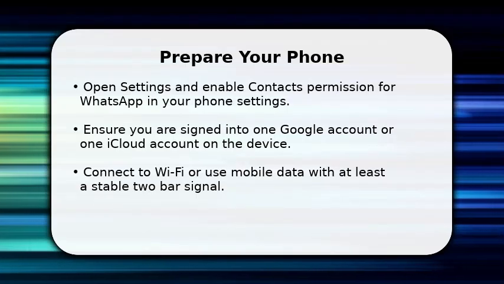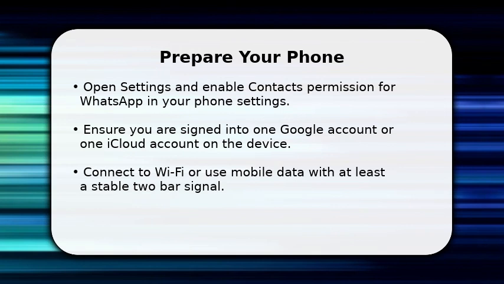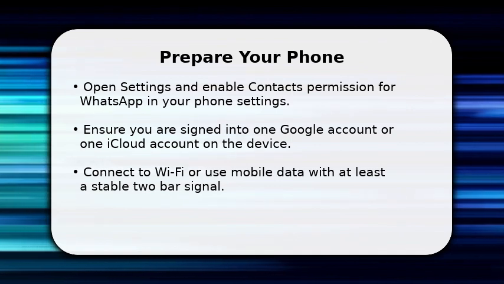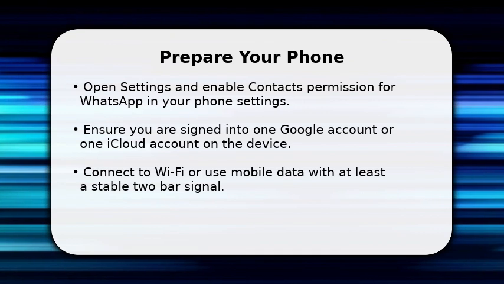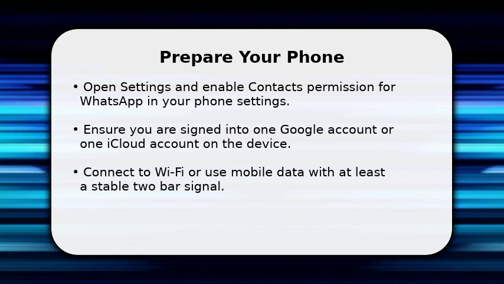Start by preparing your phone for contact resync. Open Settings and find Apps or Privacy to manage permissions. Enable Contacts permissions specifically for WhatsApp so it can read your address book. Confirm you are signed into one Google account on Android or one iCloud account on iPhone. Make sure your contacts are visible in that account and include full international phone numbers with country codes. Finally, connect to Wi-Fi or a stable mobile data.